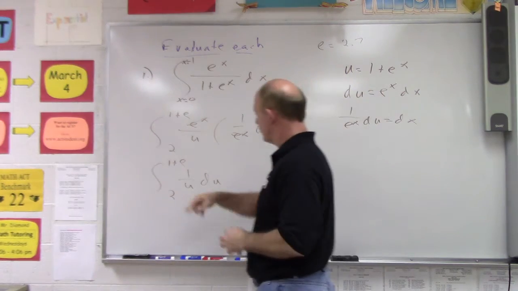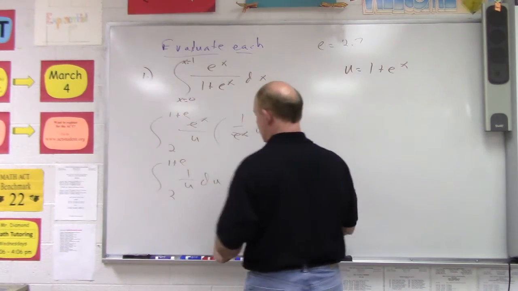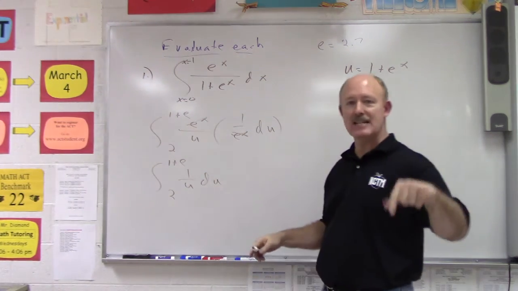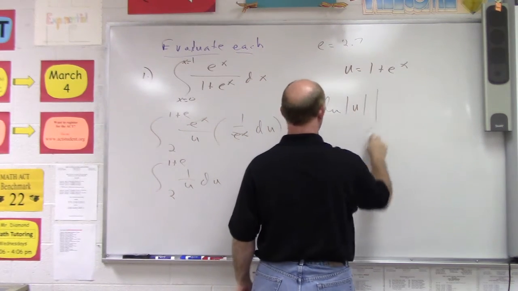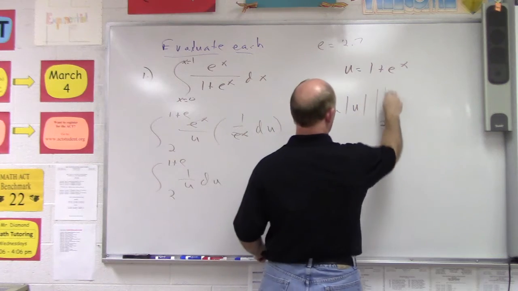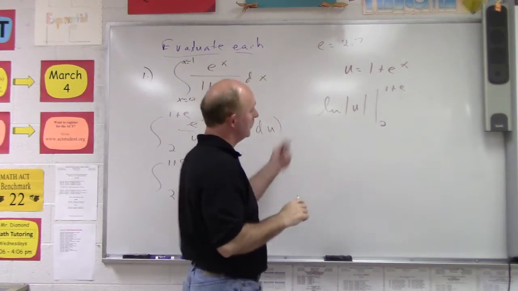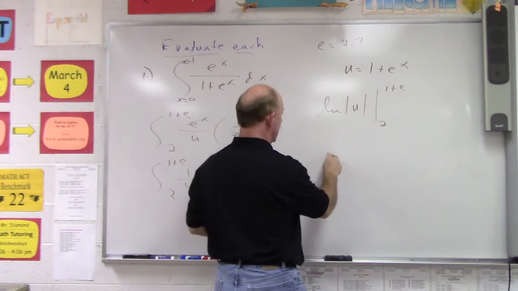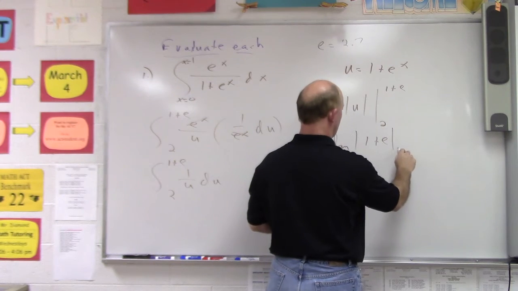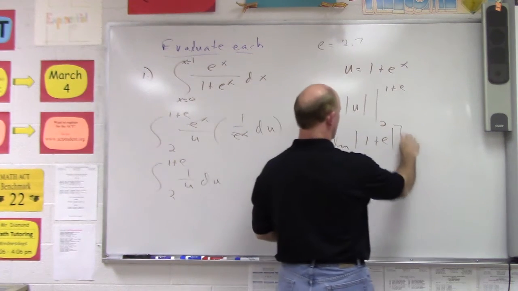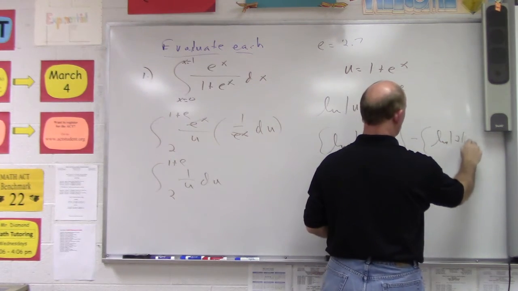Okay, let's find our antiderivative here. The antiderivative of 1 over u is a natural log. So I'm going to do natural log, absolute value u, from 2 to 1 plus e. Now, substitute the upper bound first. This will be natural log, absolute value of 1 plus e, and I'll put this in grouping symbols, minus. Substitute the lower bound now. This will be natural log, absolute value 2.